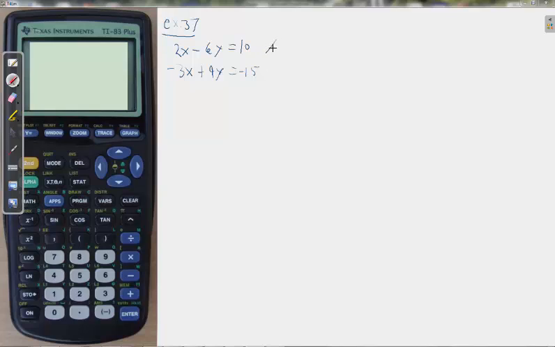Top one's everything is divisible by 2, so I'm just going to divide everything by 2. I'll get x minus 3y equals 5. Bottom one's divisible by 3, so you get negative x plus 3y equals negative 5. Add down, you get 0 equals 0. This is an infinite number of solutions.